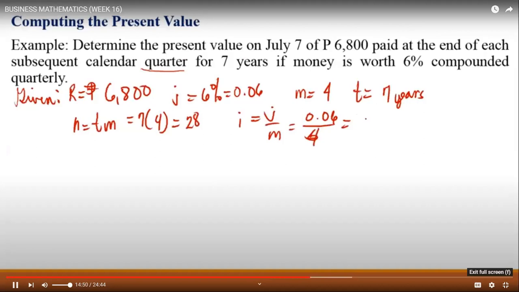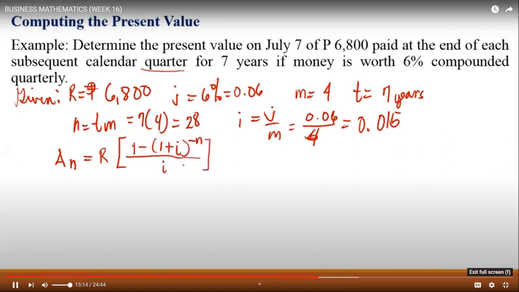Okay, so this is equal to 0.015. We are looking for the present value, so we're going to use this formula: 1 minus the quantity of 1 plus i raised to negative n, over i. This is the formula in computing for the present value.